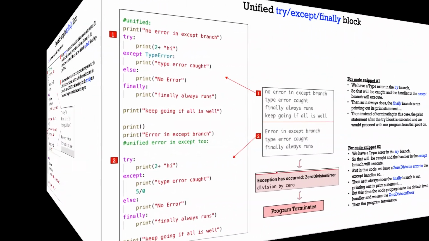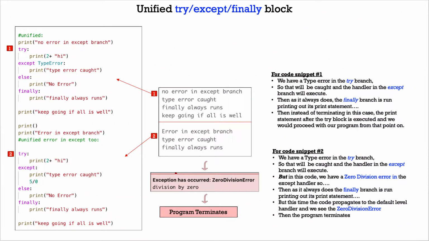Hopefully that's clear. We can use what is sometimes called a unified try, except, finally block here now. We have two code examples, number 1 and number 2. For code snippet number 1, we have a type error in the try branch right here. So that will be caught, and the handler in the except branch will execute. It'll print out type error caught. Then, as it always does, the finally branch is run, printing out its print statement. So finally always runs. Then instead of terminating in this case, the print statement after the try block is executed, and we would proceed with our program from that point on.